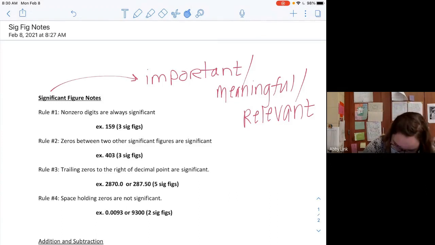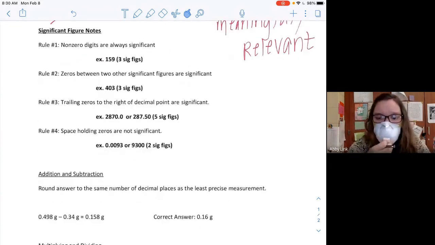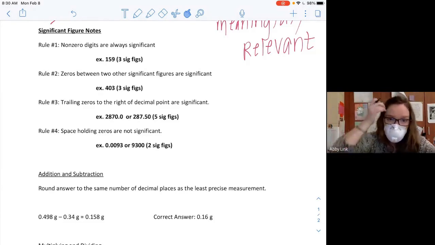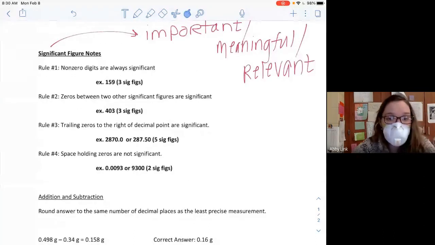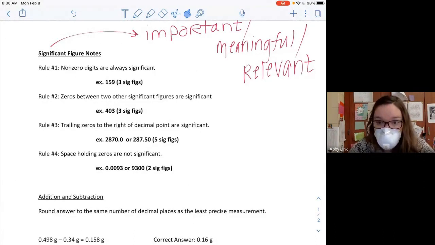We have 4 rules, and they're pretty specific. We're going to take a look at a bunch of different examples today, so don't get overwhelmed. I am going to have you practice this individually after our meet, and then we're going to come back tomorrow and reiterate it all over again. So non-zero digits are always significant. For instance, in my example here, I have 159. If I were asked how many sig figs were in that number, I would report 3 because they're all non-zero digits. This seems pretty easy, right?